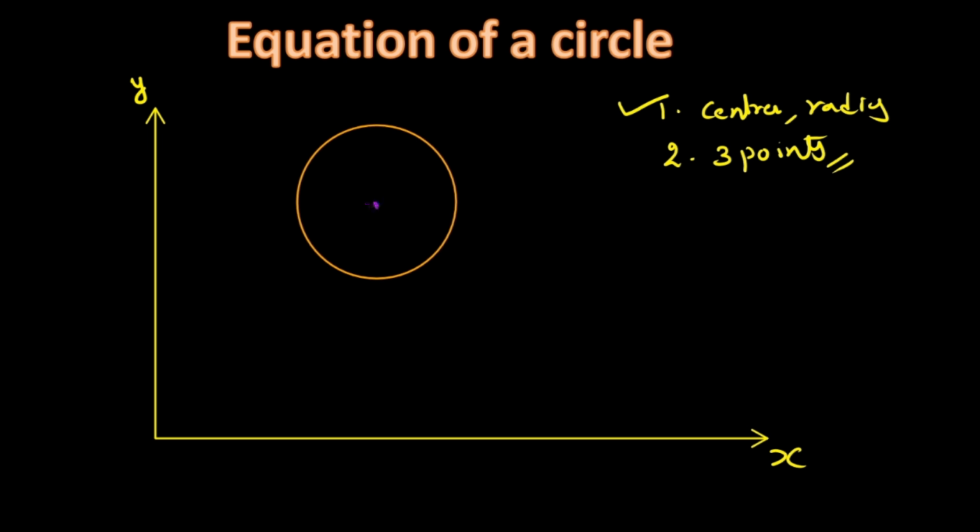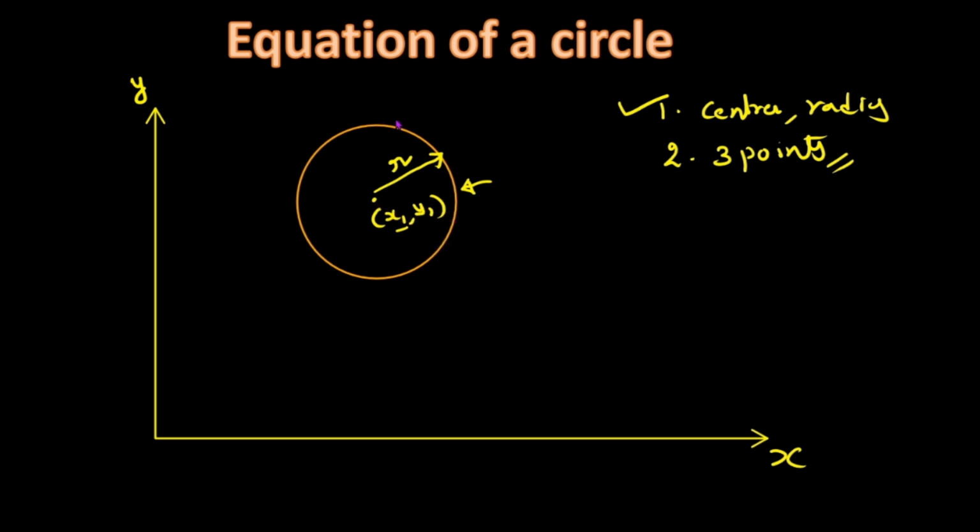If you know the center of the circle, let's take the center as x1, y1, and the radius of the circle is r. So now you know the center and radius of the circle. How do you find the circle equation? We need to see what fixed constraint there is for this circle. What is a circle? It has a fixed distance from a fixed point, that is the center.